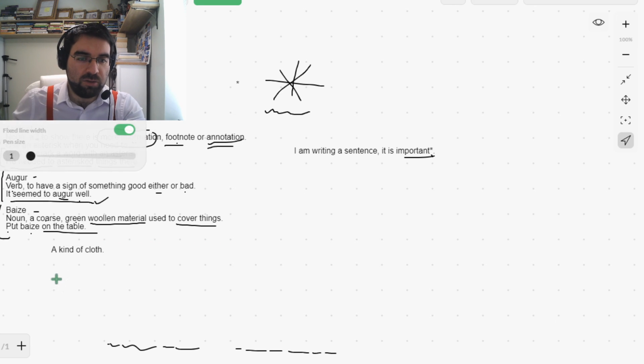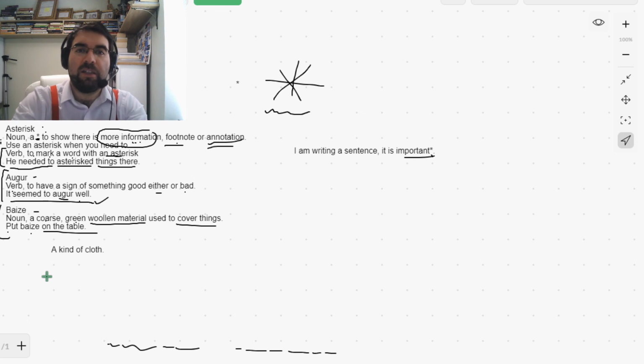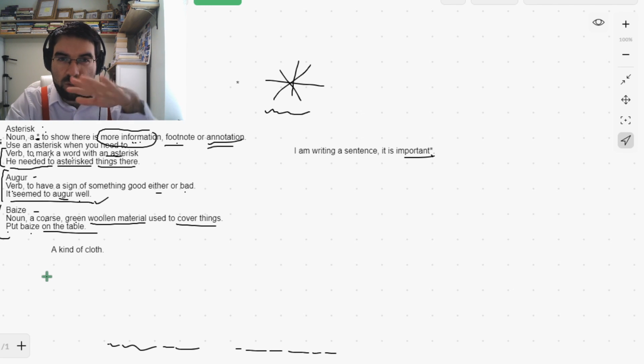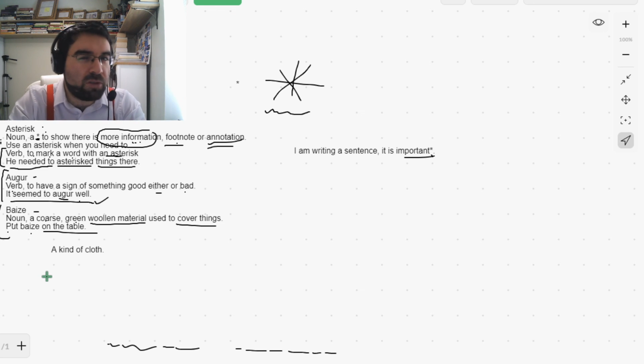Yes. Used to cover stuff. Especially at snooker tables. Coarse. So quite rough. But in some ways quite efficient. Now maybe not much friction. And a woollen. So it comes from sheep. Material to cover things. Baize. Baize. A kind of cloth.